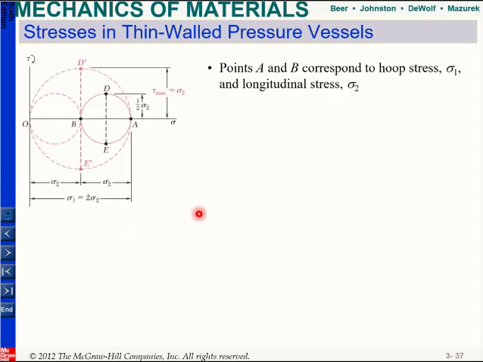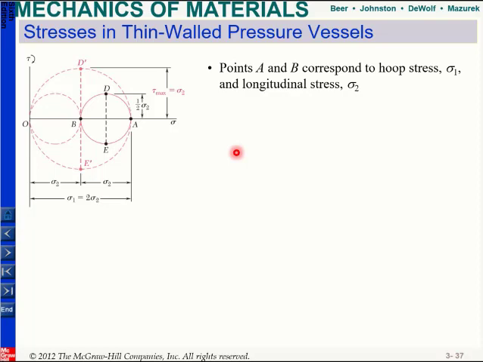So if you draw your Mohr circle, you will find that this is your sigma 1, which is equal to 2 times sigma 2, and your B will correspond to your sigma 2. So I will have this Mohr circle. But since this is plane stress, I know that my third principal stress is 0. Which means that in addition to this Mohr circle, I have another one, this large Mohr circle.